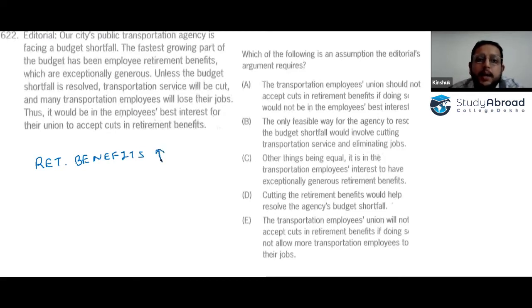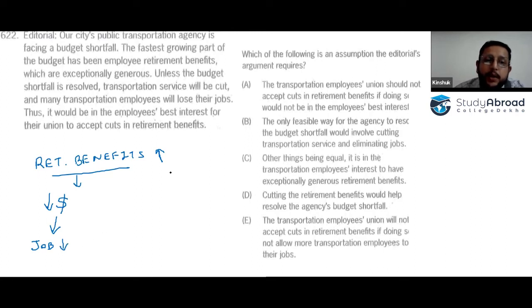Then it says, unless the budget shortfall is resolved, transportation service will be cut and many transportation employees will lose their jobs, right? So due to retirement benefits increasing, what is happening? They have a decrease in their budget, and due to the decrease in their budget, what is happening further? That there will be job cuts, right? And so what does the author finally say? Author says that thus it would be in employees' best interest for their union to accept cuts in retirement benefits.